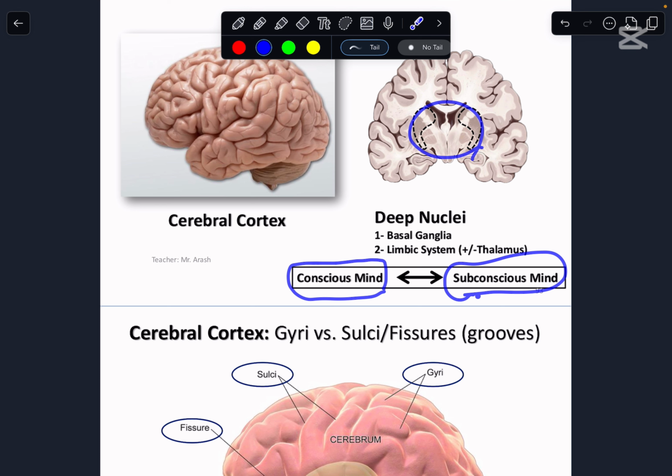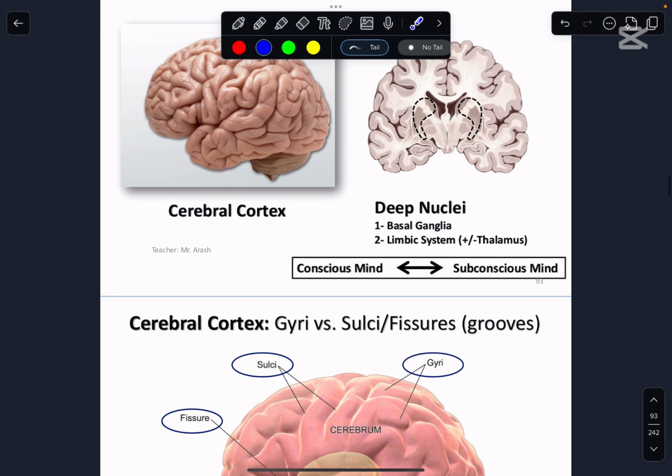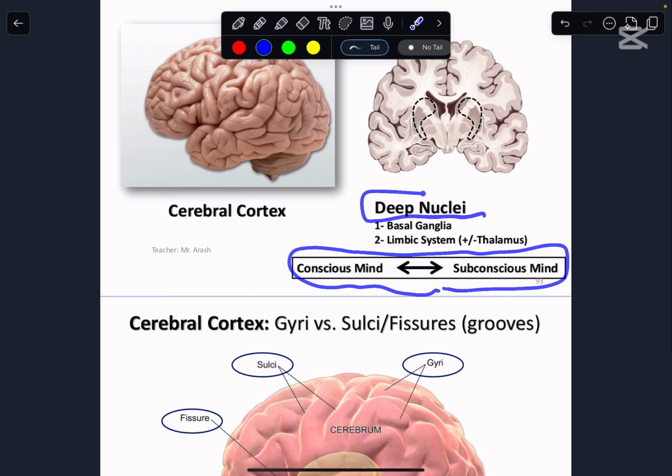We can call them, let's say, metaphysical, right, metaphysical features of the human body is really found, or it would be related to these deep nuclei. And you guys will see what that means in a sec. Those of you who want to be psychologists, when you think about subconscious mind and the conscious mind, really you're talking about these parts of the brain primarily, right?